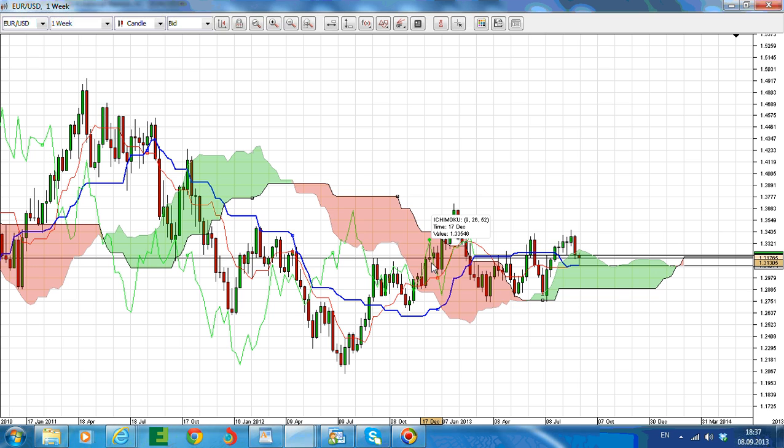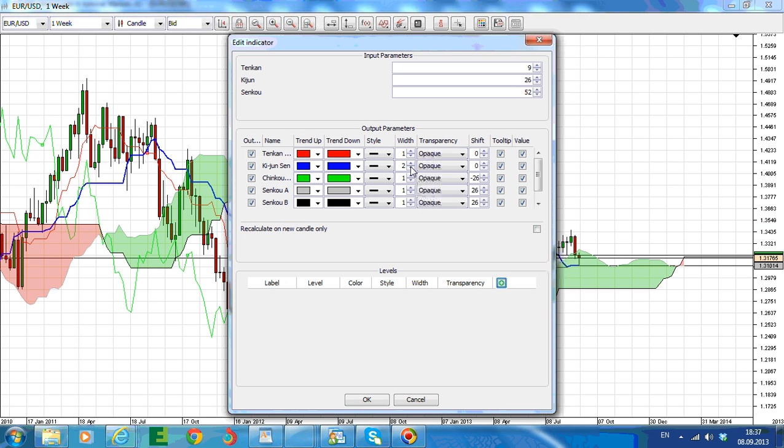Still on the first part, introducing the Ichimoku Kinko Hyo indicator and its elements: the Kumo, or the cloud, and how it is used. So we've looked so far... let me try to modify the Kinjun here.